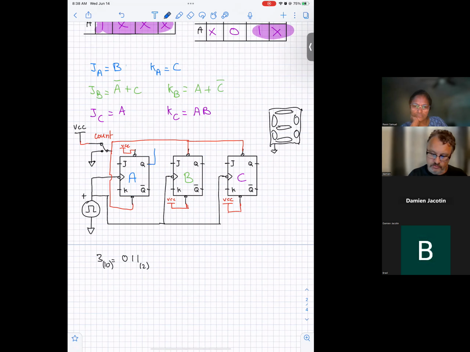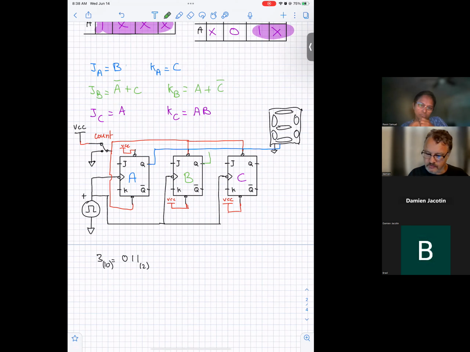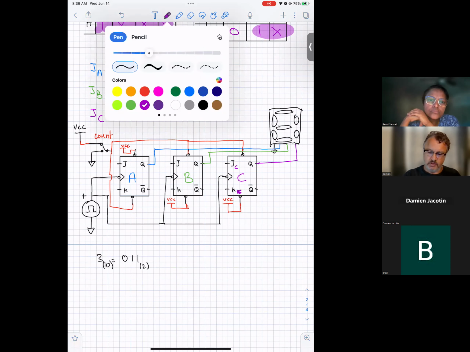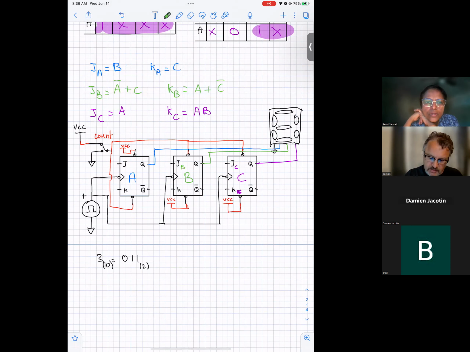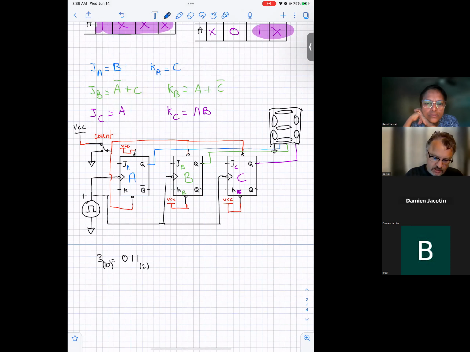So this Q, it's always Q, is connected to this one. Then the Q for B is going to be connected to the next one. And then the Q for C is going to be connected to the one on the right like this. And so what we need then is we just need to deal with JC and KC. Okay, C, sorry. We need to deal with JB and KB. And we need to deal with JA and KA.